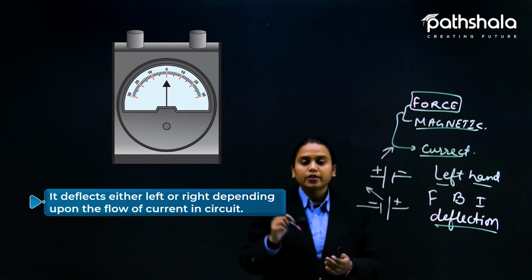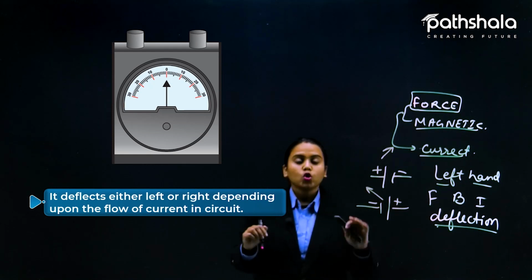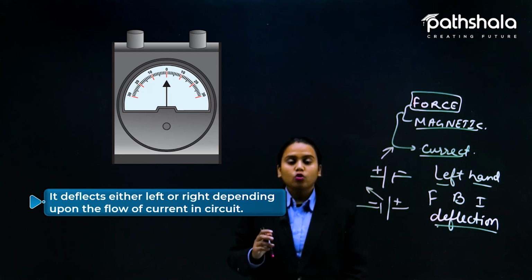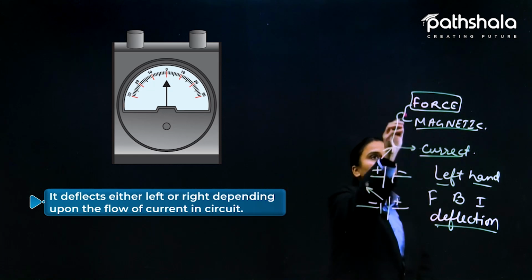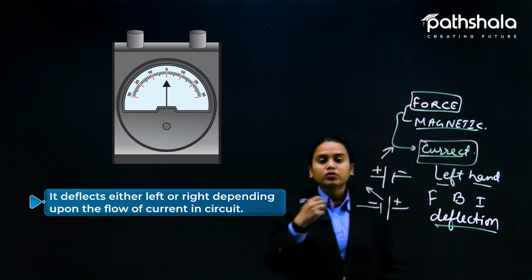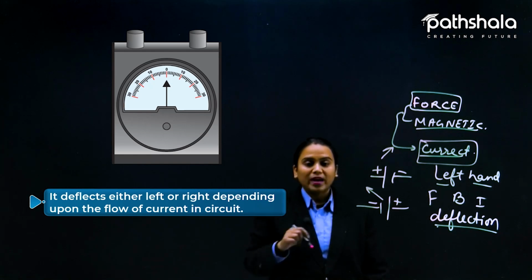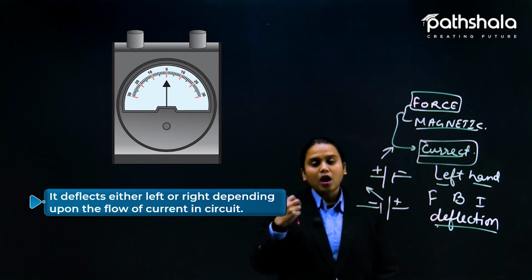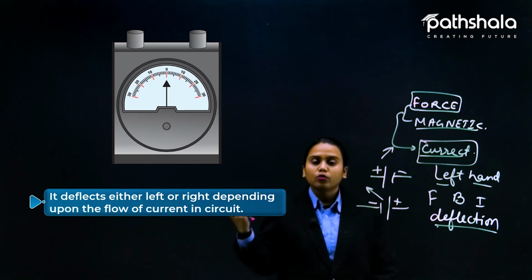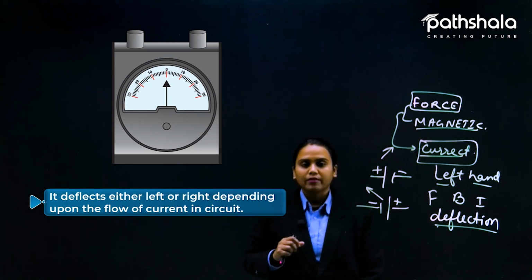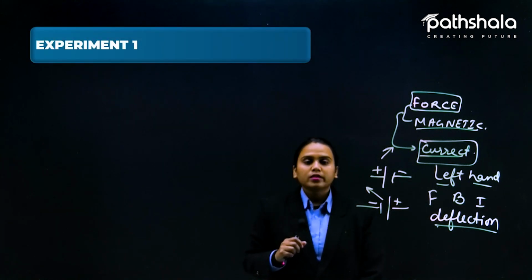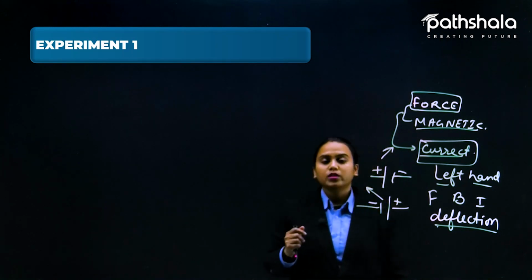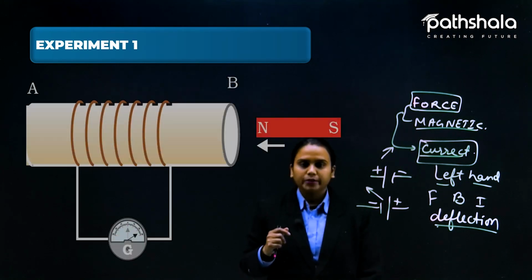So I guess it is understood that the galvanometer is used to detect whether current is present or not. Because we have induced a current here, we now want to check whether it is a current or not. How are we going to check that? With the help of this galvanometer. So see experiment 1. As I have told you, we just need these two things to produce the current. So how are we going to do it?